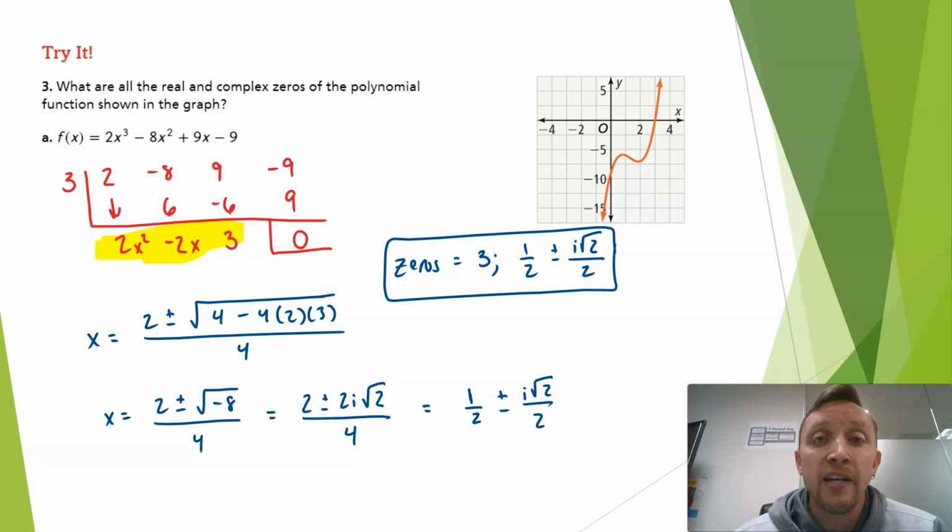So we'd factor out an i, so we'd have i squared times 8. The square root of 8 simplifies to be 2 square root of 2. So we'd have 2i square root of 2. So the square root of -8 simplifies to be 2i times the square root of 2.